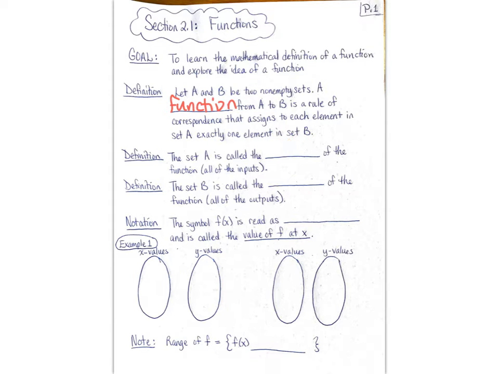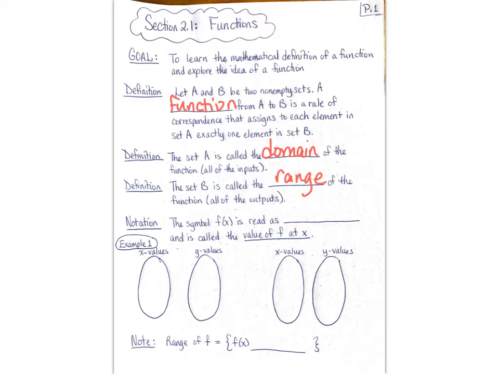The set A is called the domain of the function. The domain of your function is the set of all inputs. The set B is called the range of the function, and it is the set of all outputs.